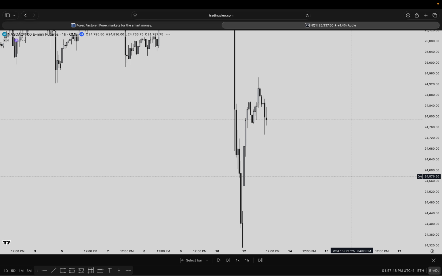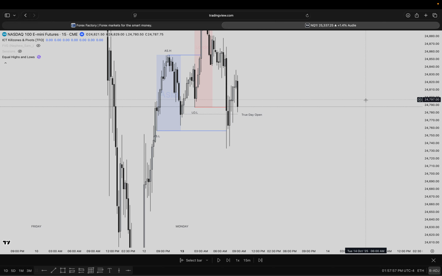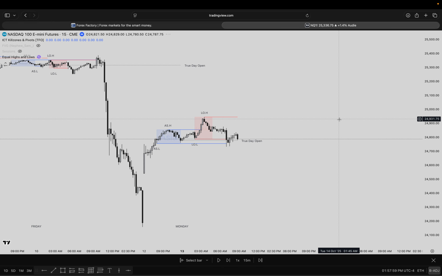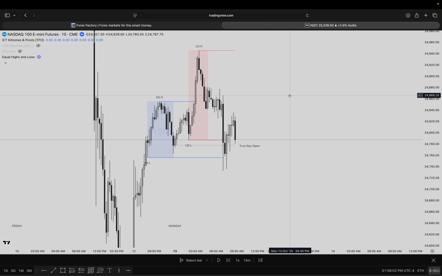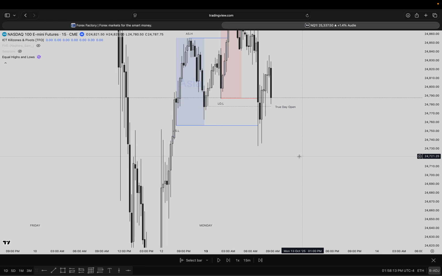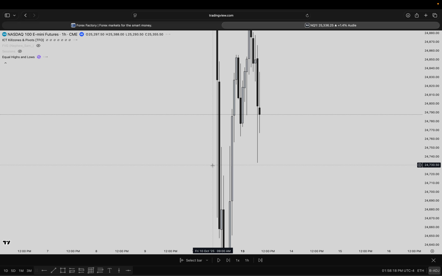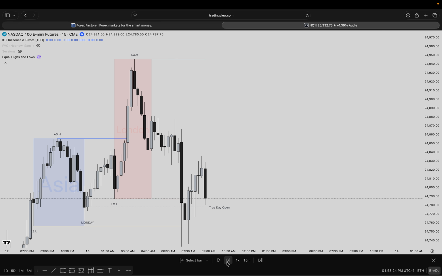So let's see, anything else? No, that's about it. I'll go ahead and turn the session indicator on. So on both pairs, we take out Asia. There's no SMT or anything like that. In my eyes, this looks like our manipulation right here, and it looks like we can distribute lower. So what else do we have? We have an unmitigated 15-minute right there. All right, so that's basically the bias. This is right when market opens.